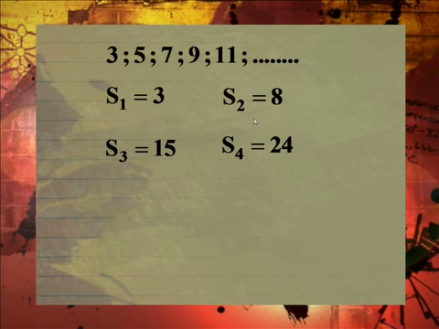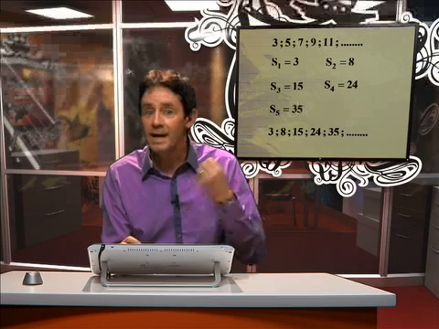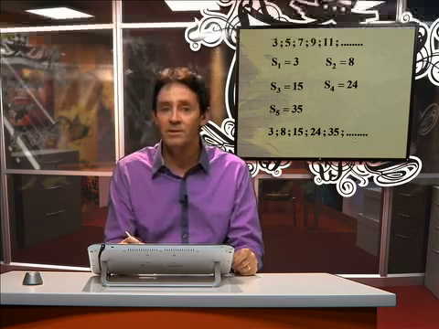Look at the sum of the first 5 terms: 3 plus 5 plus 7 plus 9 plus 11 gives 35. Now look at this: you've got 3, 8, 15, 24 and 35. These are the sums: the sum of the first term, the sum of the first 2 terms, the sum of the first 3 terms, and so on. But now what can we do that will enable us to get the sum of the first 100 terms, using the quadratic number pattern theory, not Sn?